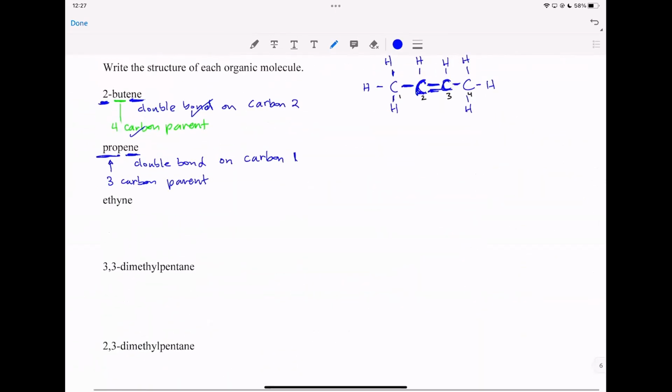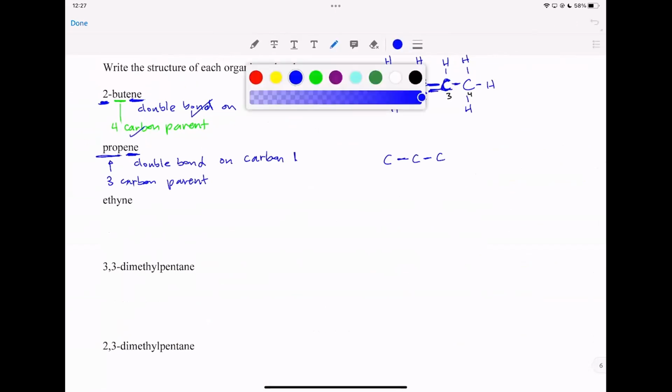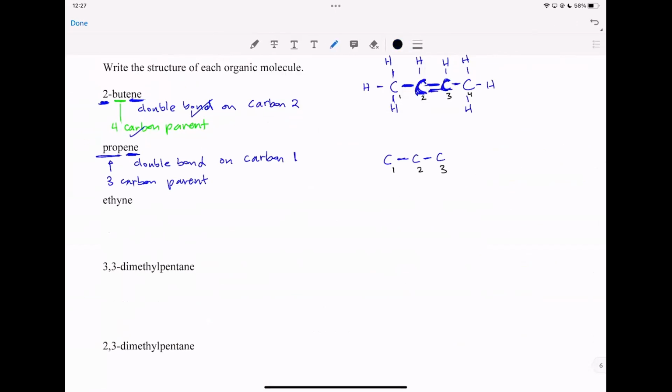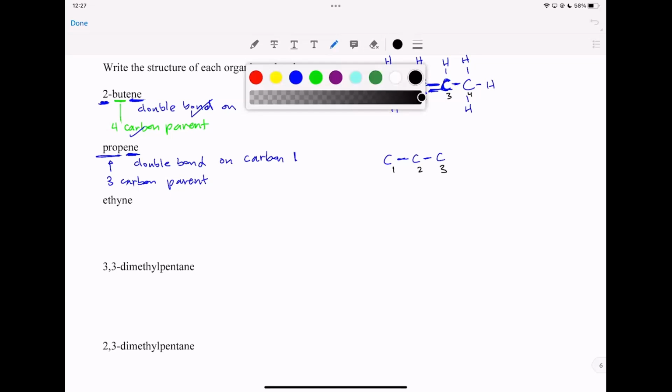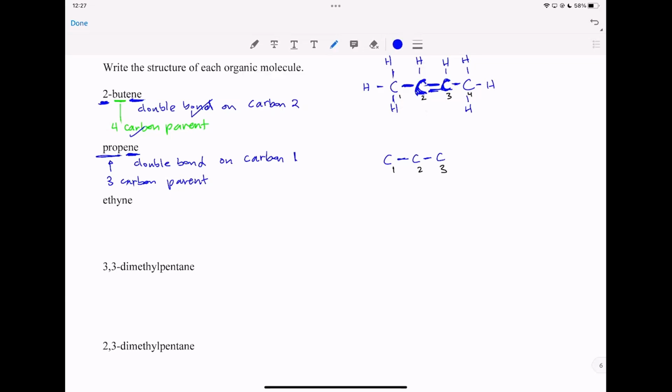So going back, the 3-carbon parent, we're going to build 1, 2, 3, and then number these carbons 1, 2, 3, and then add a double bond on carbon number 1. So that's from carbon number 1 going to carbon number 2 as a double bond. That's it for the instructions. Then add hydrogens to fill in the rest. So I'm adding 2 more hydrogens on carbon 1. Carbon number 2 has 3 already, so add 1 more hydrogen, and carbon number 3 needs 3 more.